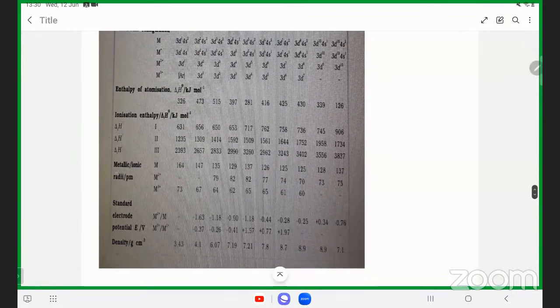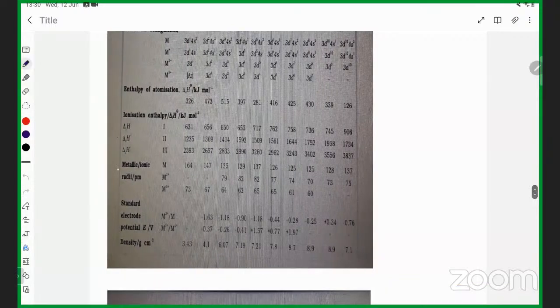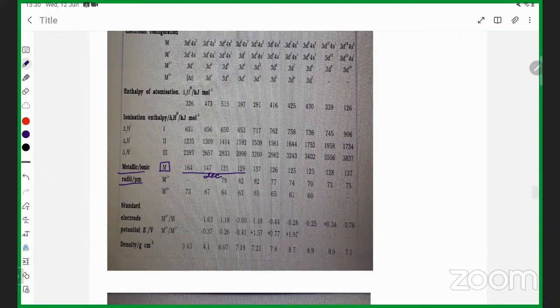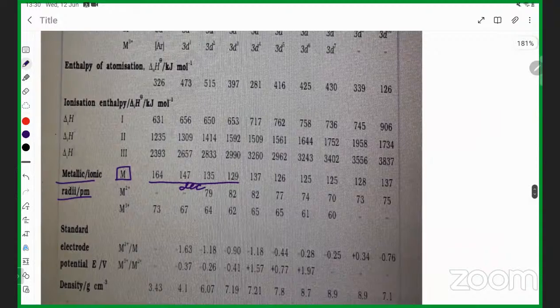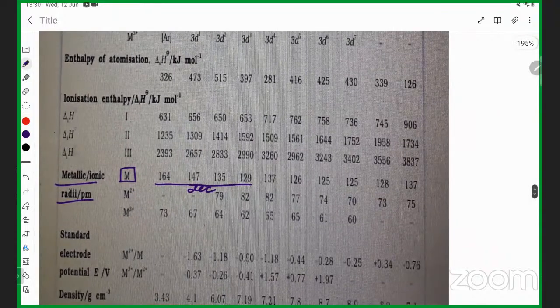Metallic radii. These are there that you can see. Metallic and ionic radii. If in the form of atom, it is the metal. This decreases, yes or no? 164. Then 147, 135, 129, decreases. Then slightly increases. Then again decreasing, then becomes a little bit constant, then increases.